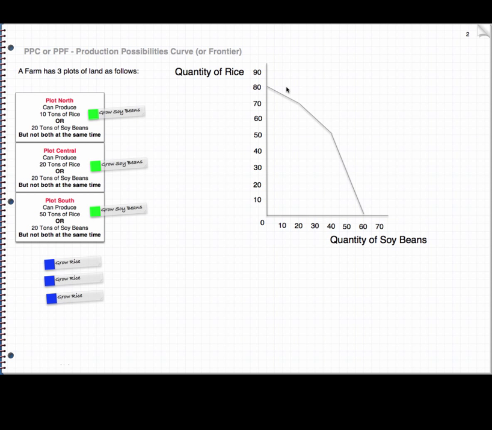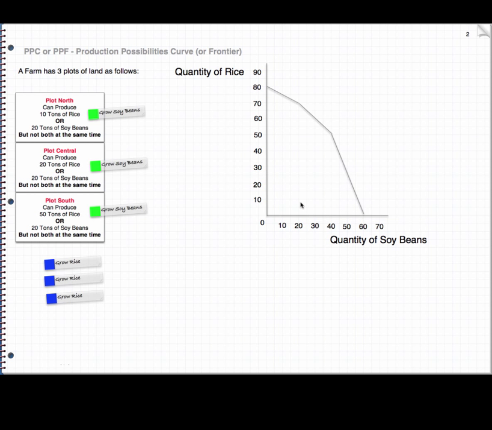But the opportunity costs are increasing. Notice for the first 20 tons of soybeans, the farmer only has to give up 10 tons of rice. For the next 20 tons of soybeans, they have to give up 20 tons of rice. And for the last 20 tons of soybeans, he has to give up 50 tons of rice. That's a lot of rice. That's a lot of opportunity cost.